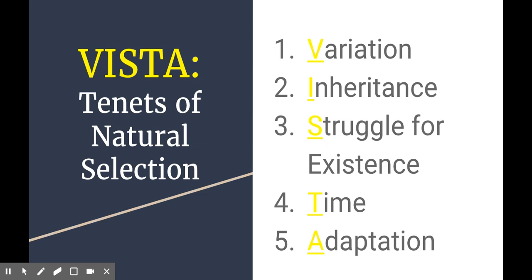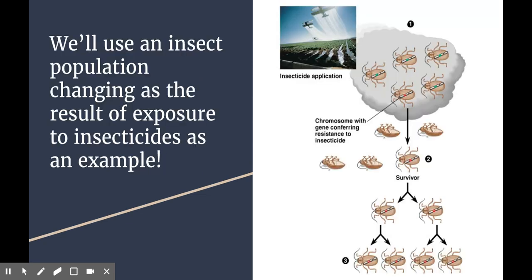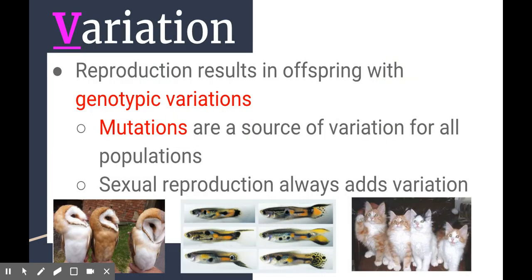To make it a concrete example, the example I'm going to follow through for each of these tenets is a population of insects that are exposed to insecticides. These are chemicals meant to kill bugs. And we'll use this as an example to look at how changes in the environment can drive evolution by natural selection within a population.